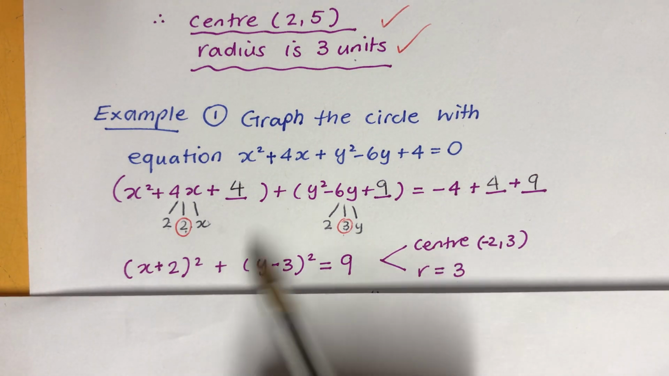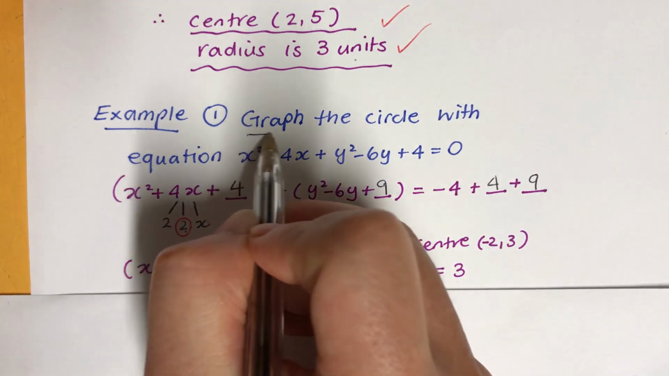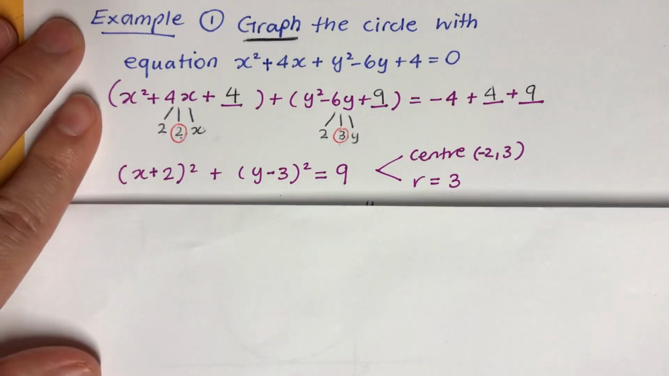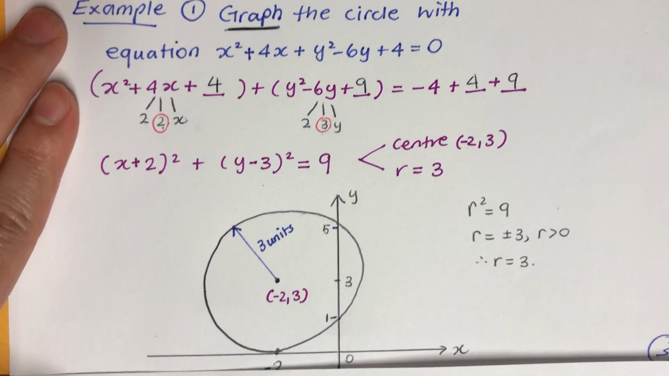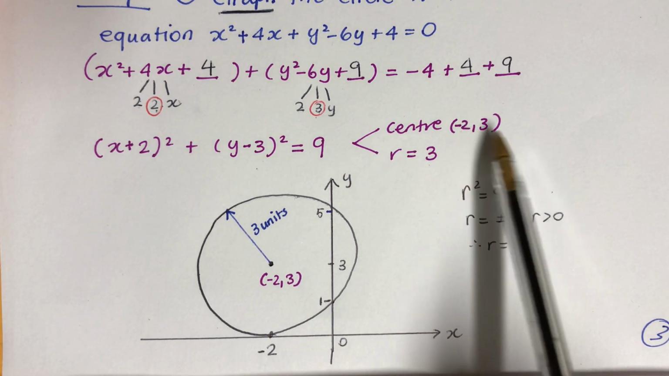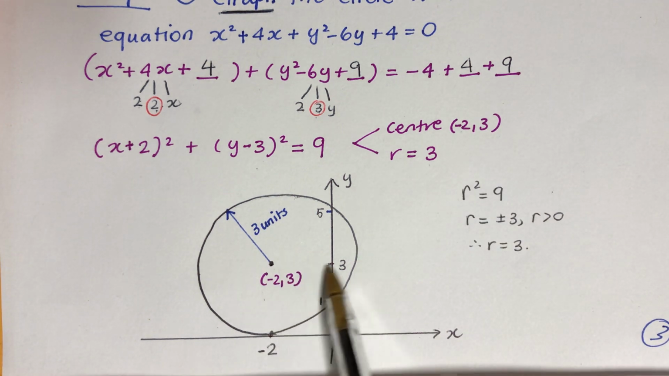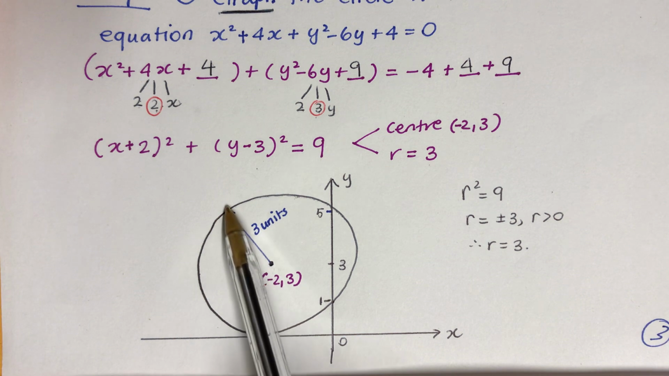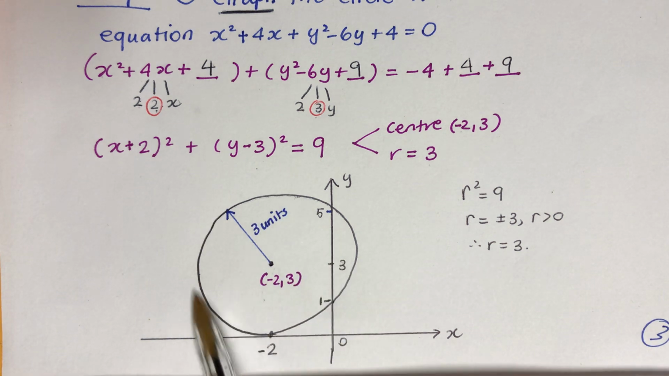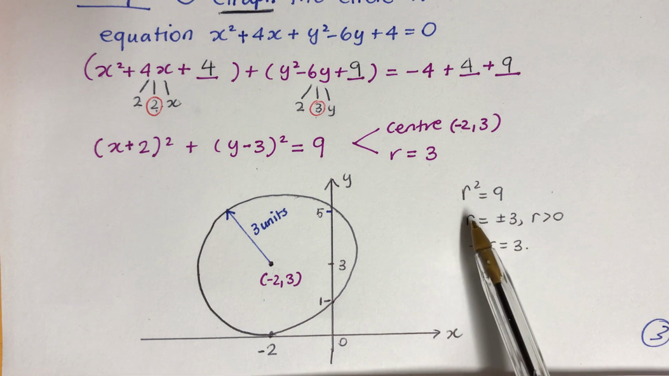Now that's not actually the answer. The question says graph. So we got the equation of the circle, and now I need to graph it. Okay, so the center was minus 2 and 3, so I got minus 2 and 3 here, and the radius was 3 units, and so that's about there. My circle is not as perfect, but if you actually take your time and do it on grid paper with a pencil, I think you can do a lot better than what I've done. So I've just put a little bit more here.